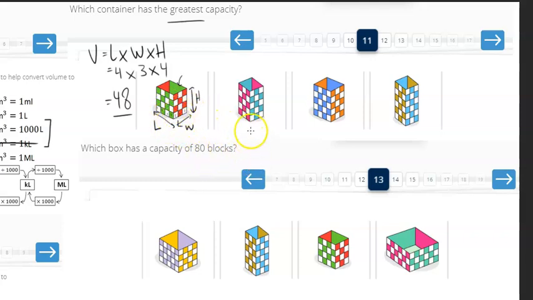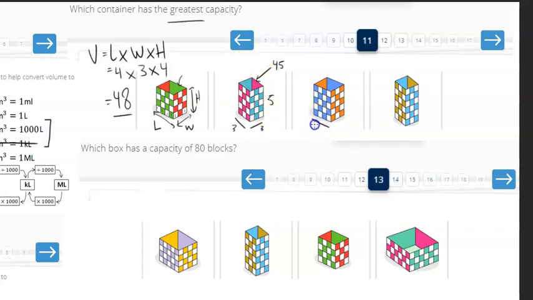And so you would just work out the volume for this one. This is a 3 by 3 by 1, 2, 3, 4, 5. So 3 by 3 by 5. 3 times 3 is 9. 9 times 5 is 45. So 45 fits in this.